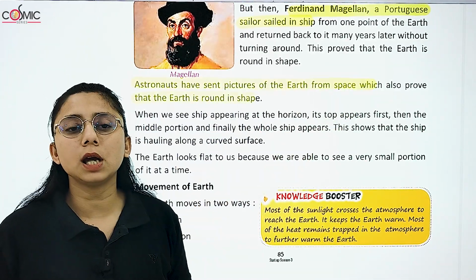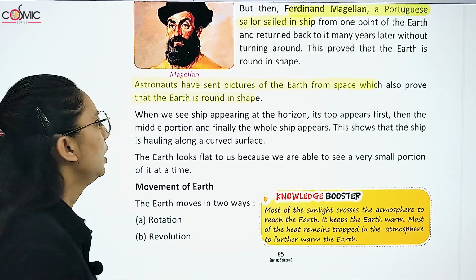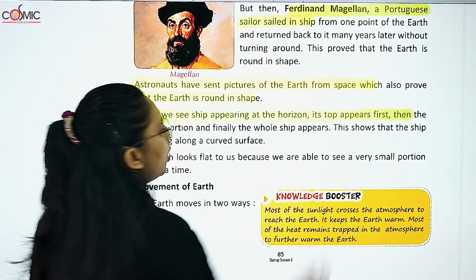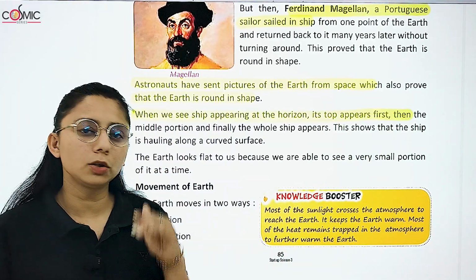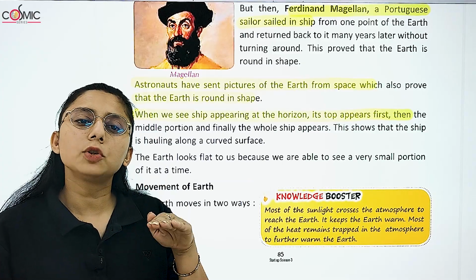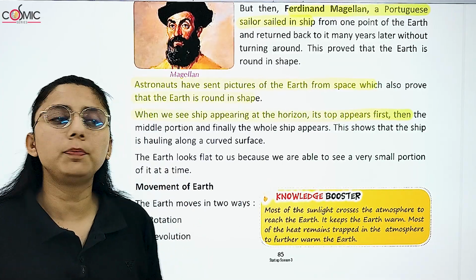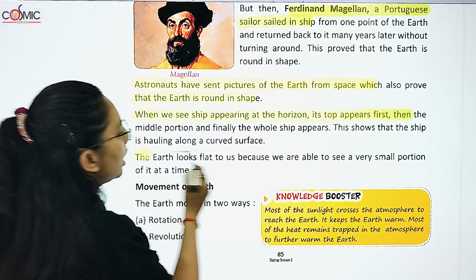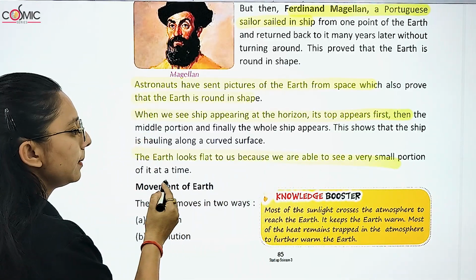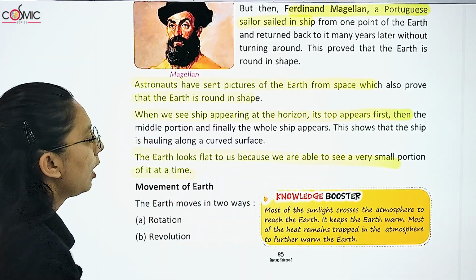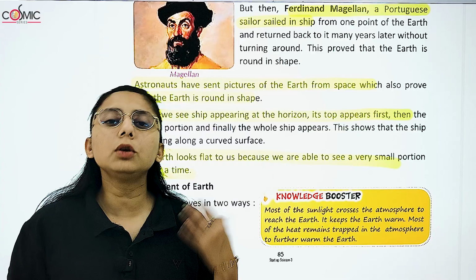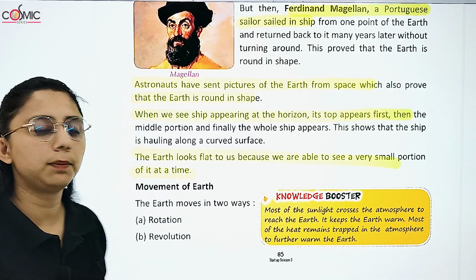इसने क्या prove करा कि Earth क्या है? Round in shape. Now when we see a ship appearing at the horizon, its top appears first. जब भी आप देखो horizon पे appear होता है, आपको सबसे पहले उसका top दिखाई देगा, उसके बाद अदर portion दिखाई देगा. The earth looks flat to us because we are able to see a very small portion. वो आपको flat क्यों दिखता है? क्योंकि आपको उसका कुछ ही portion दिखाई देता है, not the complete part.